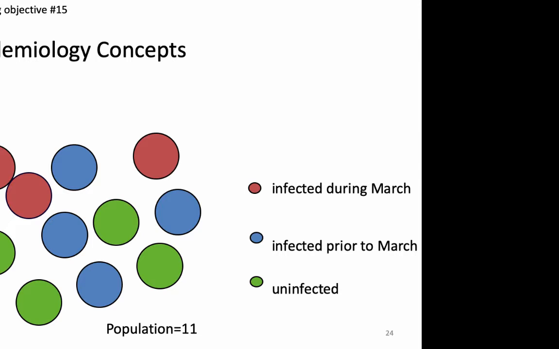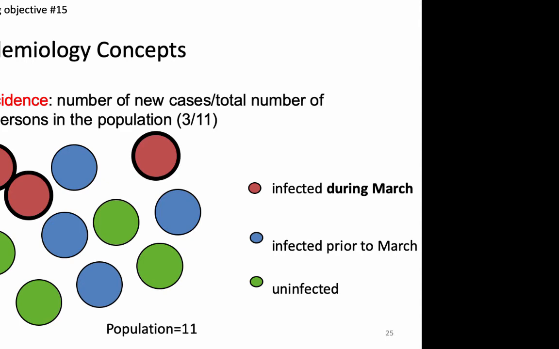Lastly, we're going to discuss epidemiology in Chapter 13. So this is the study of disease and how it spreads. So I'm going to introduce a made-up population of 11 people, which are color-coded, with those that were infected, got sick in March, those that were infected and got sick before March, and those that are uninfected. So with epidemiology, we're going to do 2 main concepts.